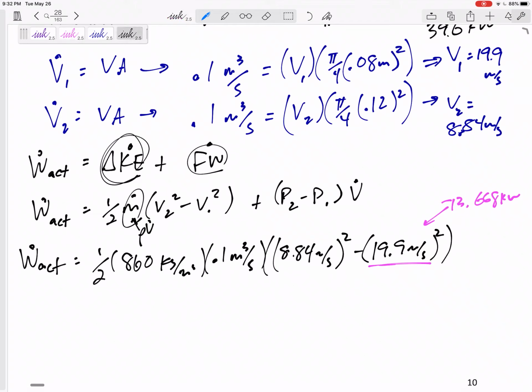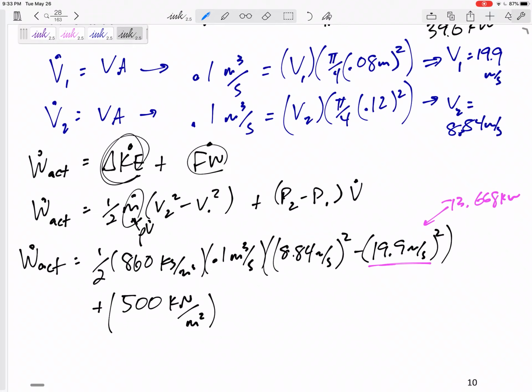All right, but then the change in flow work would be 500 kPa. A kPa is a kilonewton per meter squared.